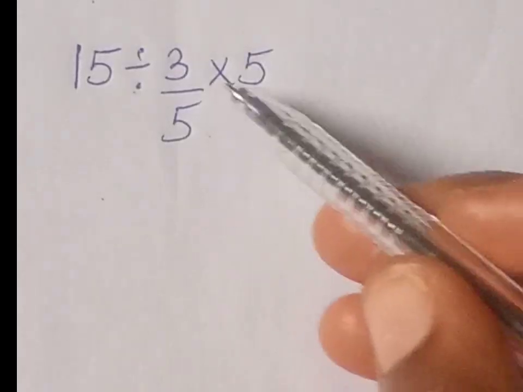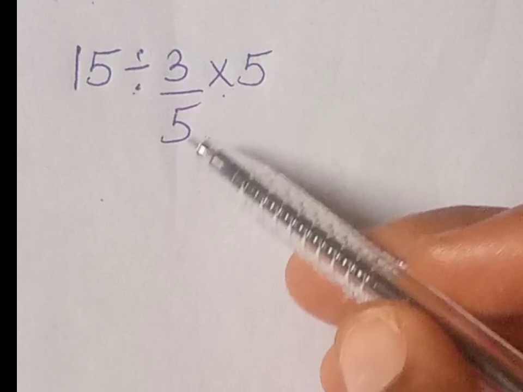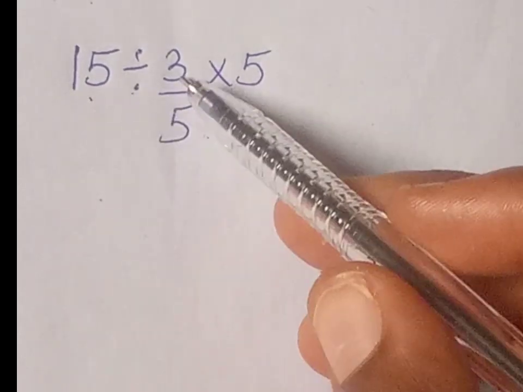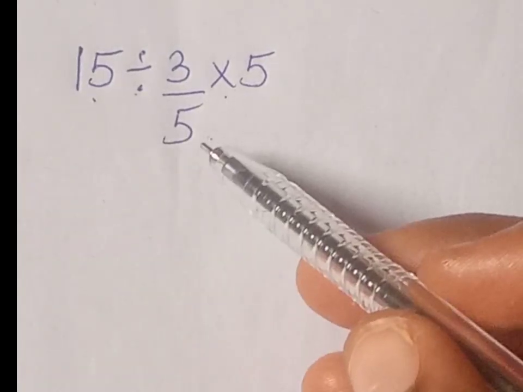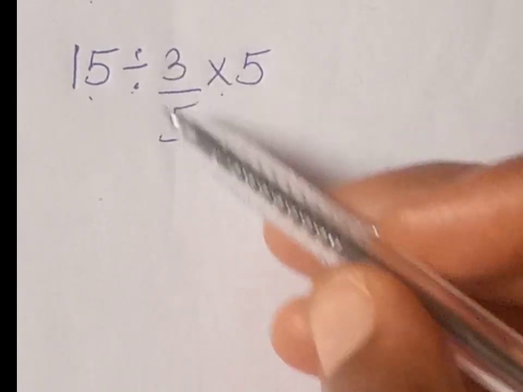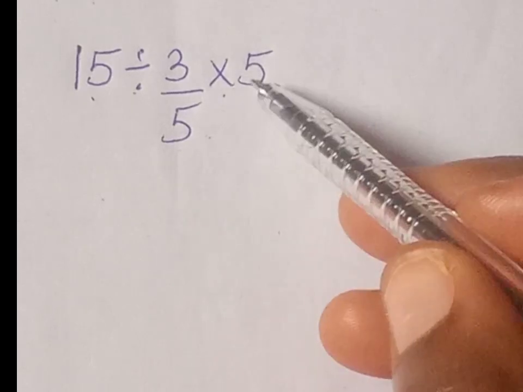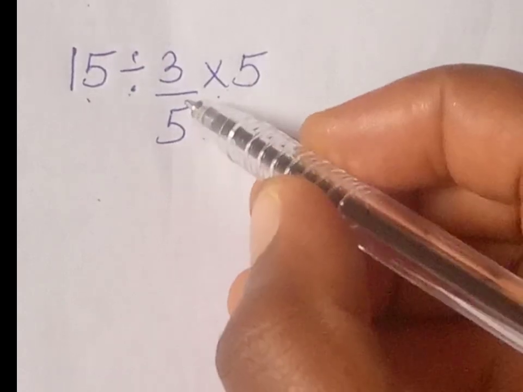Some people rush to multiply the numbers on the right side first because they've seen that the whole number and the fraction are next to each other. Now here is the trap. A student might look at this question and firstly decide to what? To attempt this, thereby solving it this way.